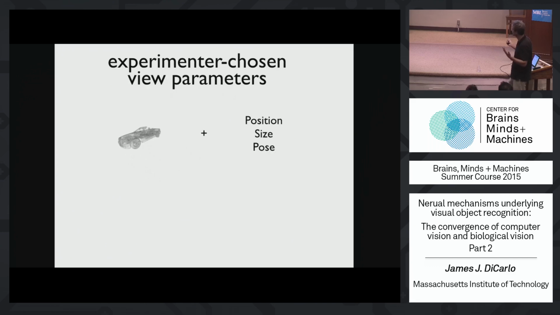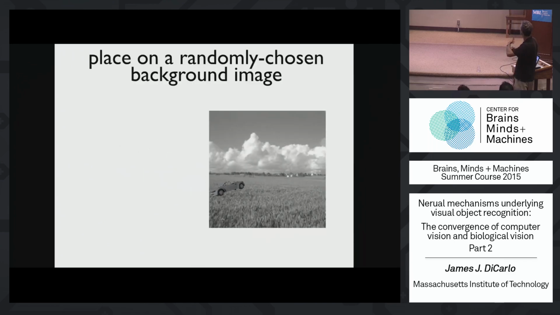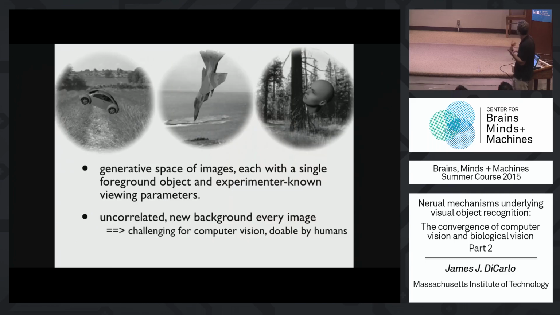We can control its other latent variables beyond its identity. So this is a car. It has a particular car type. So there's a couple of latent variables about identity here that relate to the geometry. Then there's these other latent variables like position, size, and pose that I mentioned that are unknowns that make the problem challenging. And we can then just render this thing, and we could place it on any old background we wanted to. And what we did was we tended to place them on uncorrelated naturalistic backgrounds.